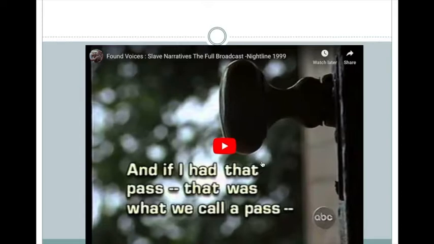So in the 1930s, there was this project where former slaves were interviewed about their lives as slaves. And oftentimes these slaves were like 80, 90, 100 years old. They were children when they were emancipated.